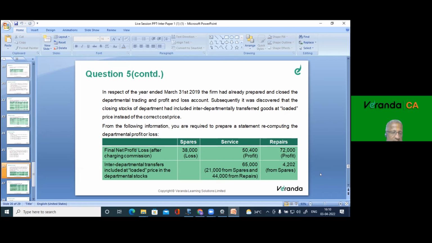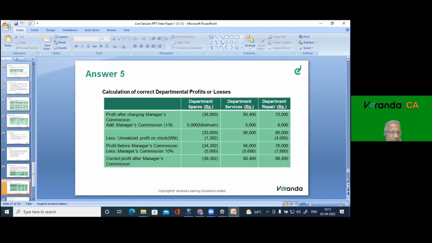So we have 3 departments: spares, service, and repairs. So after charging commission, 38,000 loss, 50,400 profit, and 72,000 profit. Interdepartmental transfer included at loaded prices: so 65,000, 21,000 from spares and 44,000 from repairs, and it is 4,202. I'm not very sure about this number. So now let us just bring out the solution.